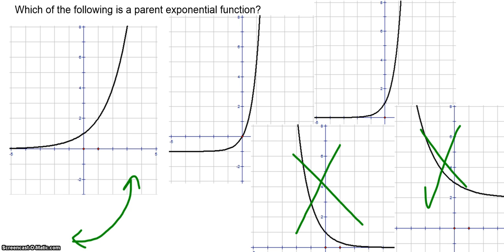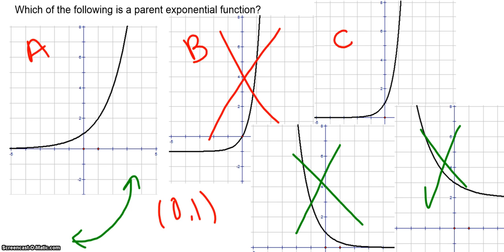Now the next thing that we know is that the parent function has to go through the point (0, 1). Let's title these A, B, and C. B goes through (0, 0), so B is out. Now looking at A and C, both of these go through the point (0, 1), so both of these could be a parent function.